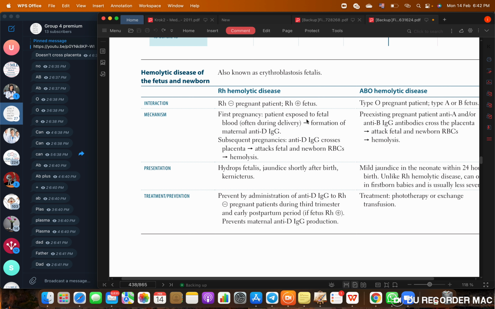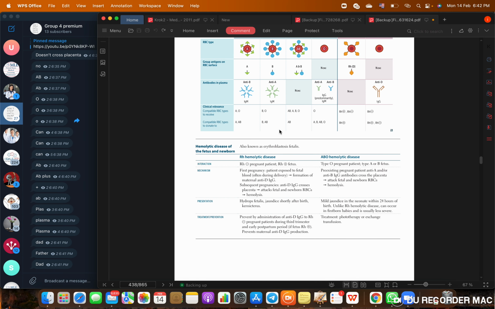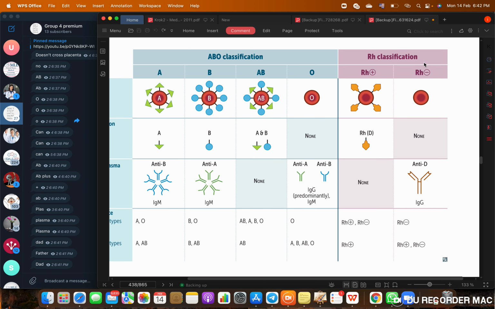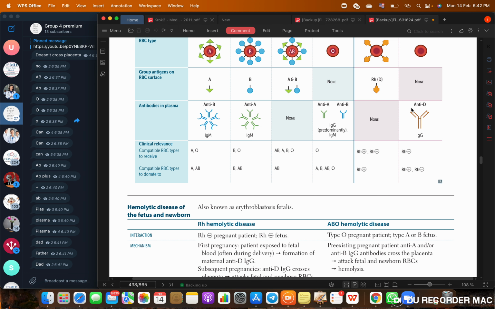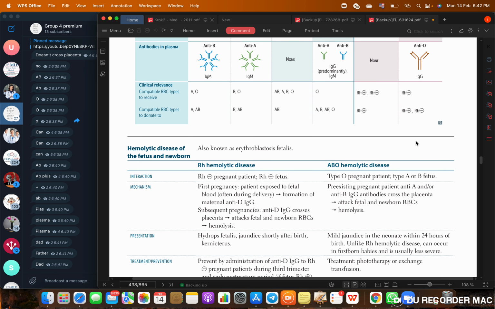So the patient, which is the mother, is exposed to fetal blood, often during the delivery, and now she starts to make an anti-D IgG. Previously she was negative. Where is she? Here she is. She is negative, so she still doesn't have this anti-D. Why? Because she was never exposed to it yet.